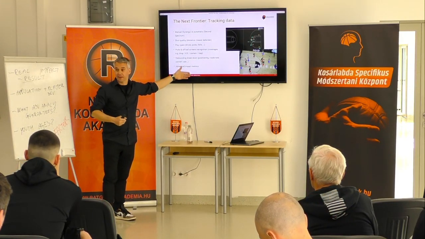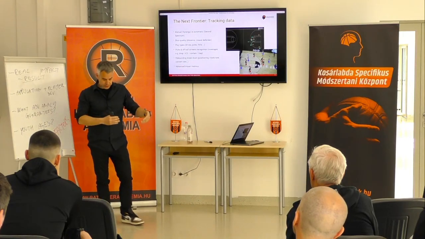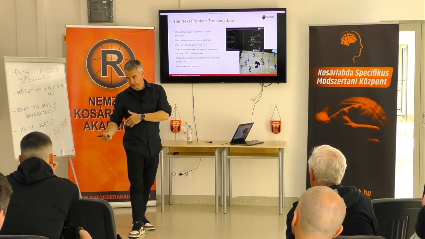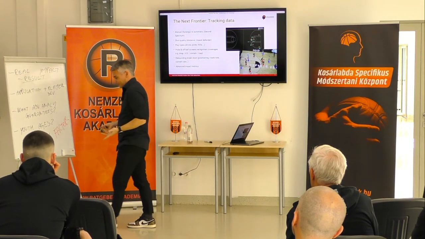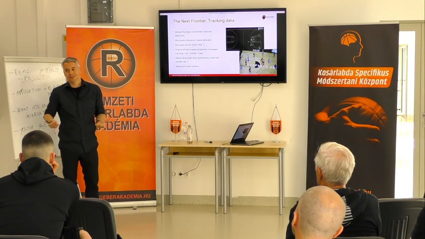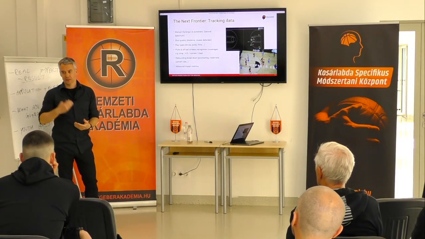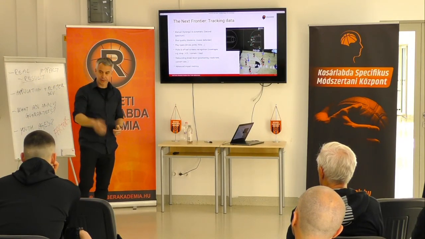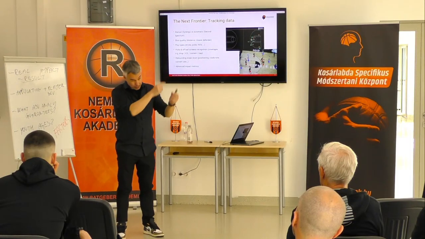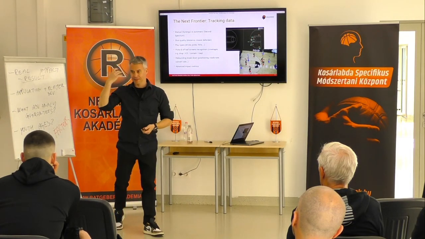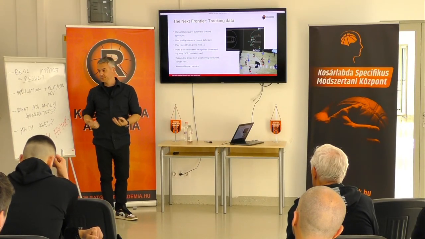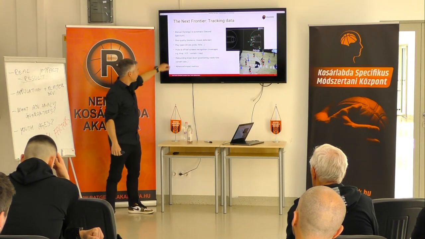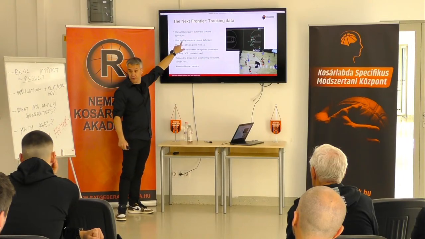Again, based on the tracking data, we can see who is good at creating his own shot, who is good at assisted shots. These are different roles, different players. If you use just basic statistics, you cannot know this. You can only watch with your eyes, but we are very biased as people. If somebody has a nice stroke, we think he's a good shooter, but maybe he's not. So a lot of this comes from tracking.